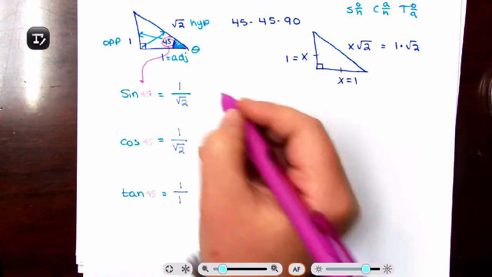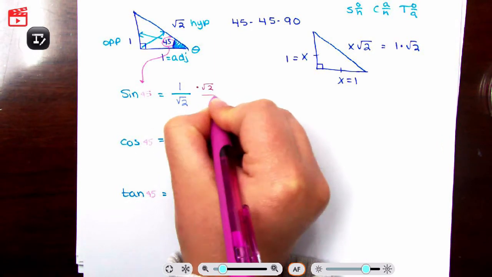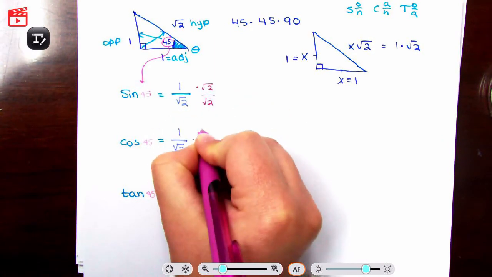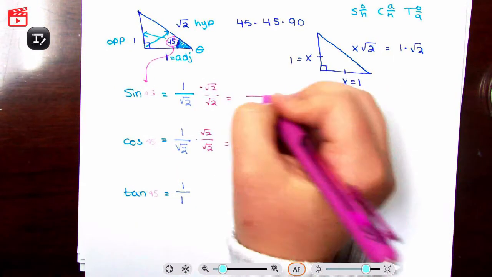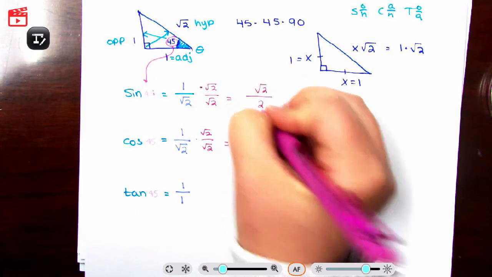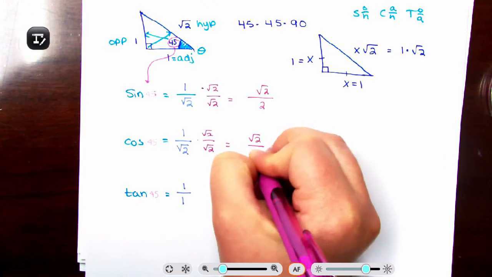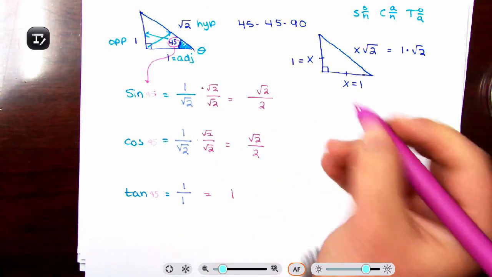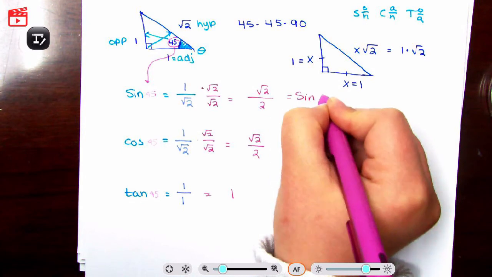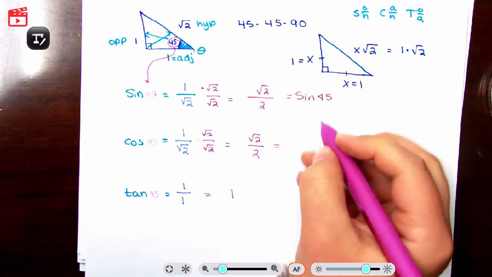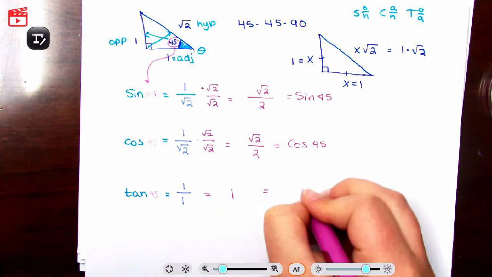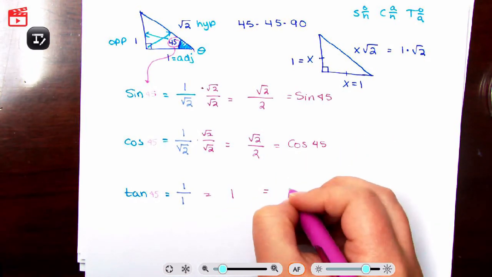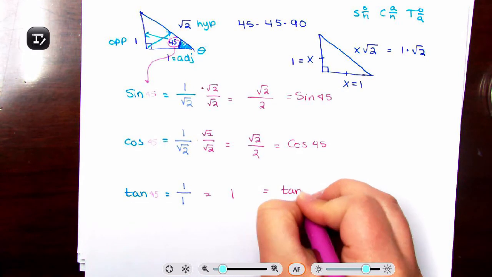So that means I'm going to multiply √2 top and bottom. And I'm only doing these so I can rationalize the denominators. I have a √2 over 2, √2 over 2, and this one I have 1. So that means sine of 45 degrees is equal to √2 over 2. Cosine of 45 degrees is equal to √2 over 2. And tangent is equal to 1.